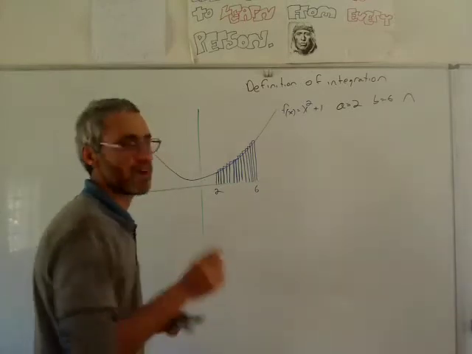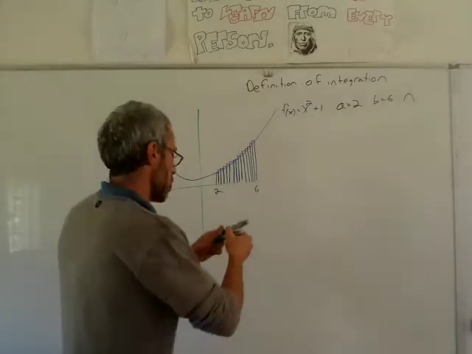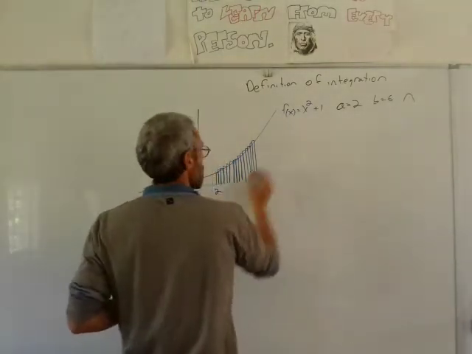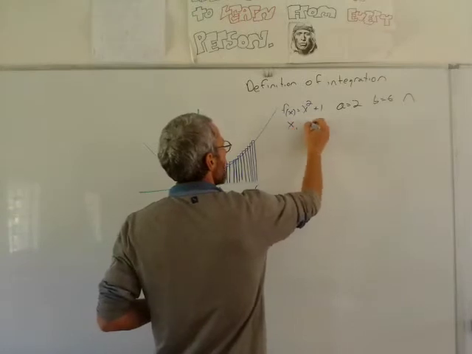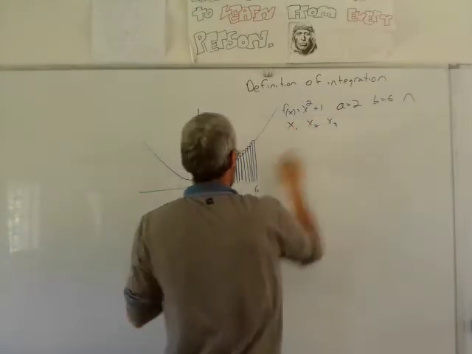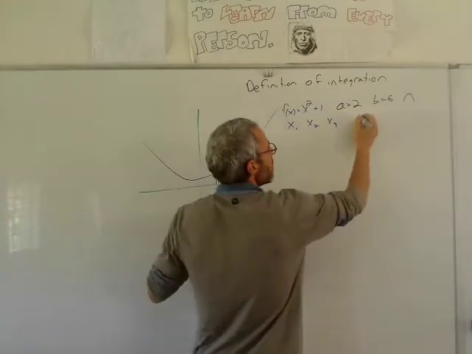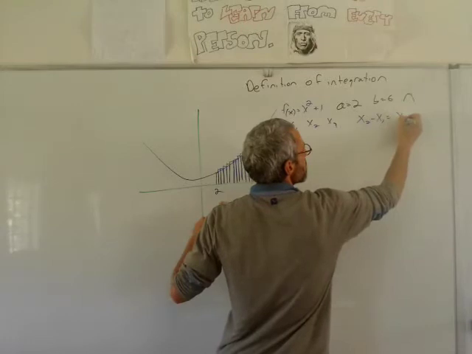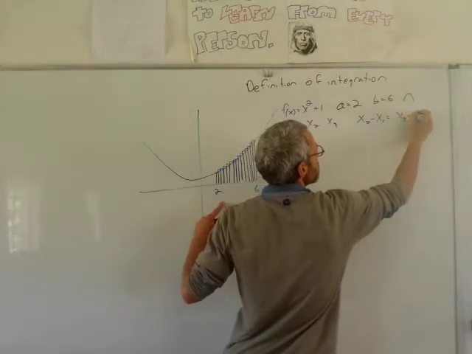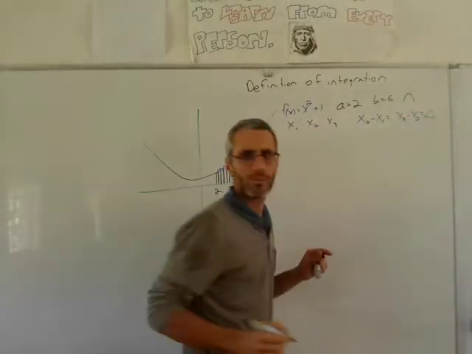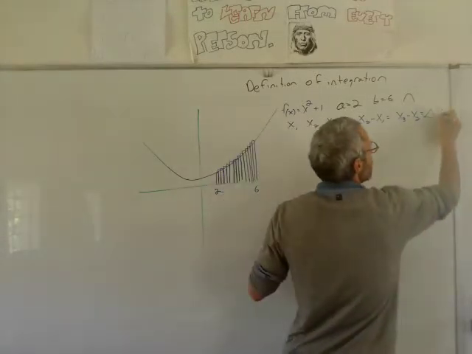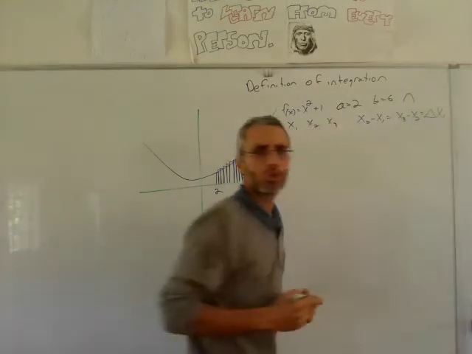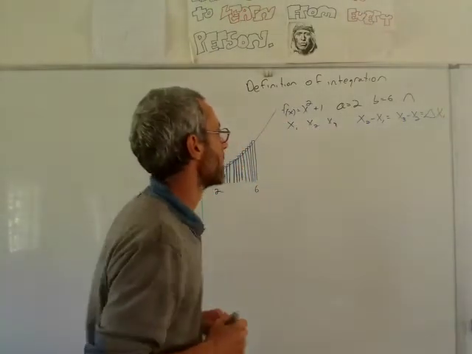The first step, I need to find the width of each block. The width of each block is basically, I've got x1, x2, x3, all these x's. The width is x2 minus x1, or x3 minus x2, and I'm just going to call it delta x. Delta xi is the width of each block, the difference between two x's.